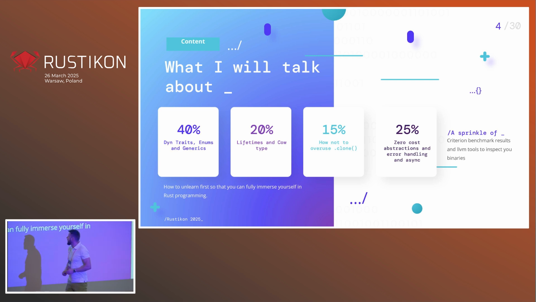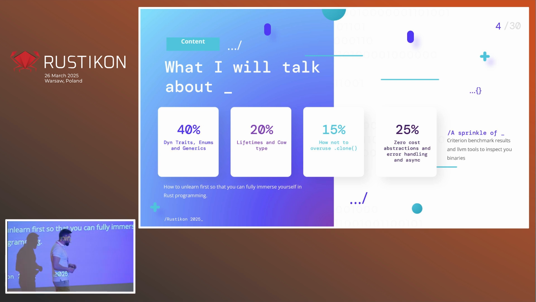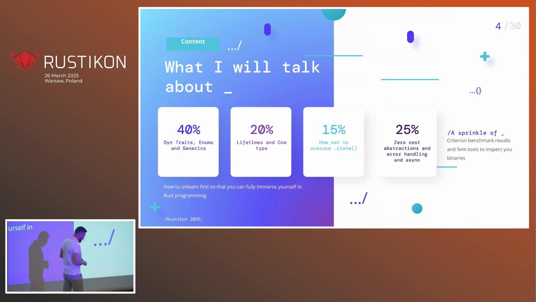So today I will talk about why we don't have classical OOP in Rust, why we don't have inheritance, how to avoid excessive cloning, why we have lifetimes and how to look at them, and also I'll mention a bit about zero-cost abstractions and some things associated with them, as well as async.